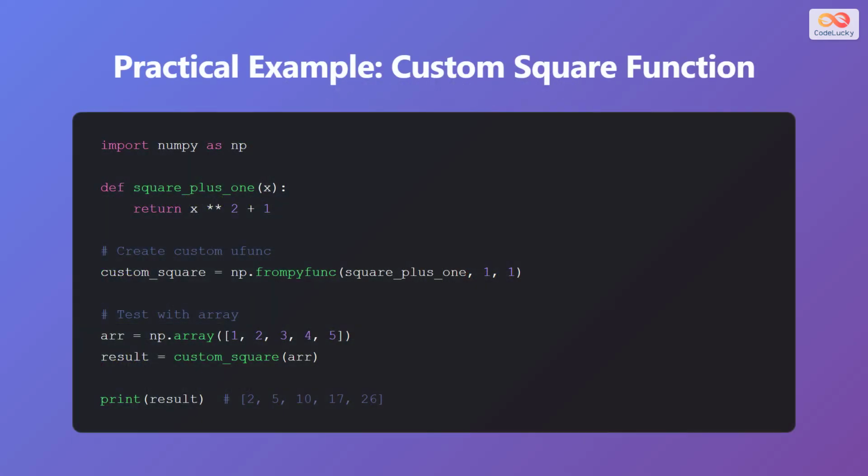Let's look at a practical example. We import NumPy as np and define a function called square_plus_1 that takes a parameter x and returns x raised to the power of 2 plus 1. We create a custom ufunc using np.frompyfunc, passing the function name, the number 1 for inputs, and the number 1 for outputs. Then we test it with an array containing values 1 through 5. When we apply custom_square to the array and print the result, we get the values 2, 5, 10, 17, and 26, demonstrating how our custom function operates element-wise across the entire array.